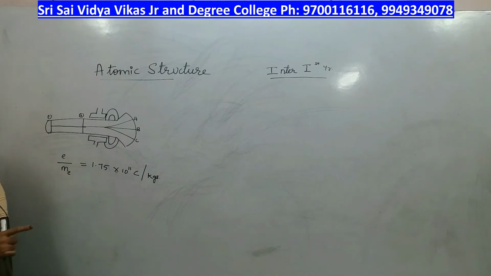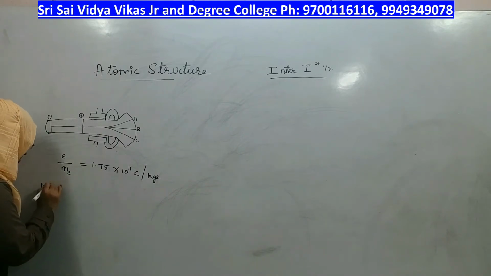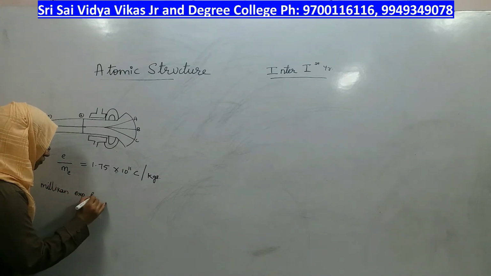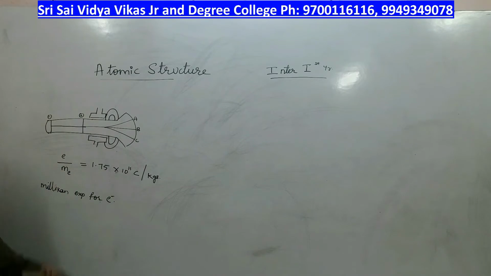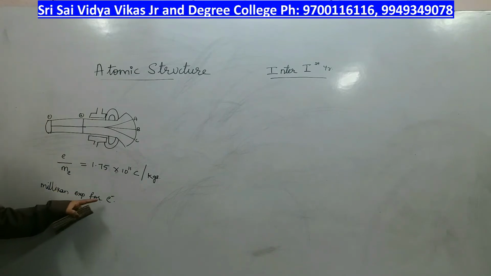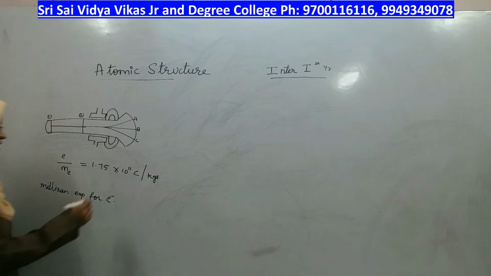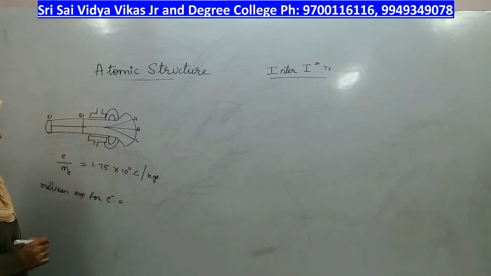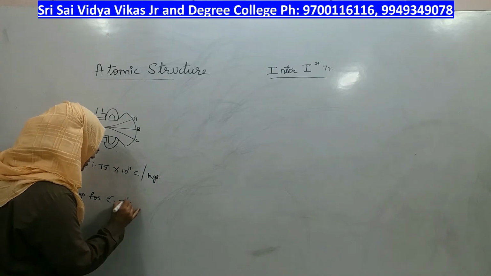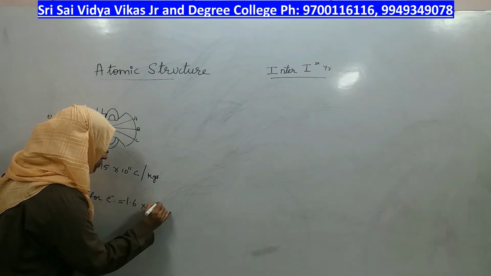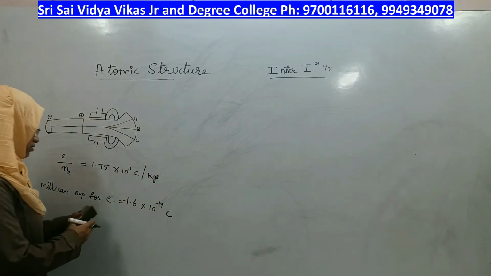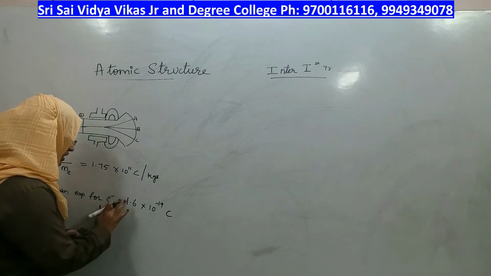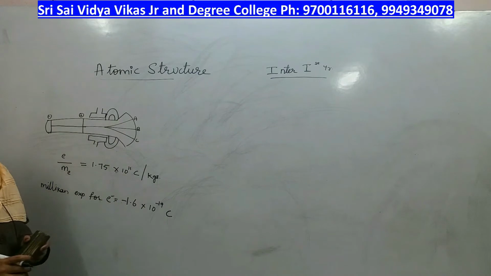By using this value and by using Millikan's experiment for the charge of the electron, only the charge of the electron. Millikan performed an experiment for finding the charge of the electron, and by that experiment you got the value of the charge of the electron, which is minus 1.6 into 10 power minus 19. Charge will be only in coulombs. As the electron has negative charge, you got the value as minus 1.6 into 10 power minus 19.